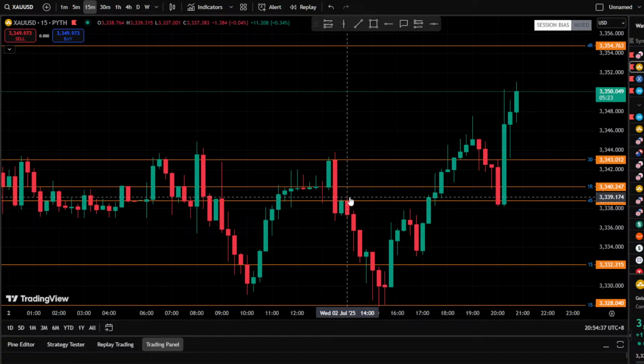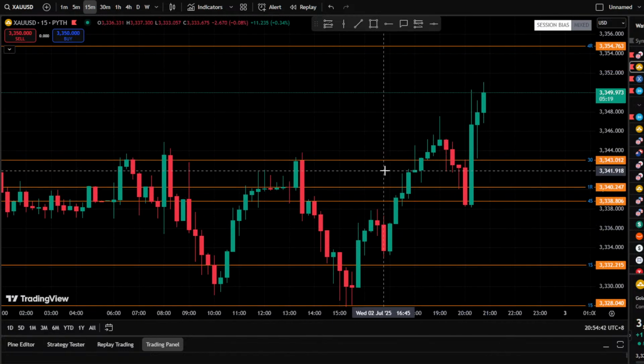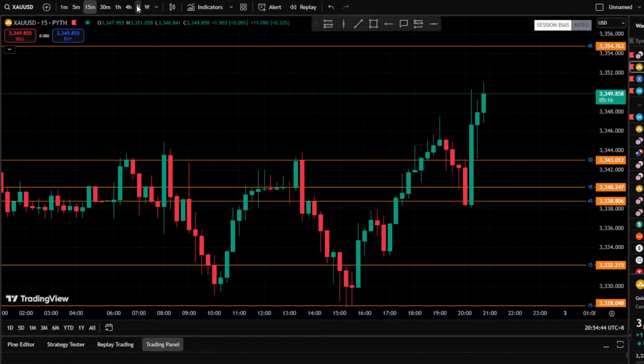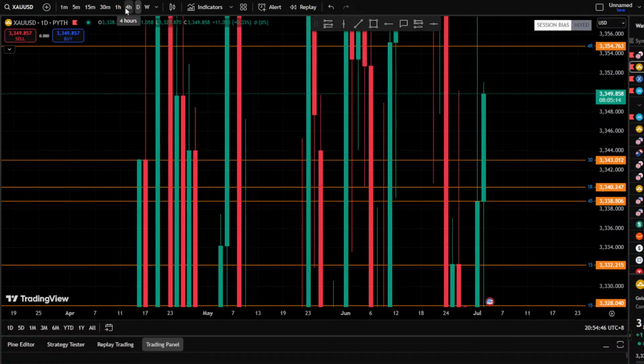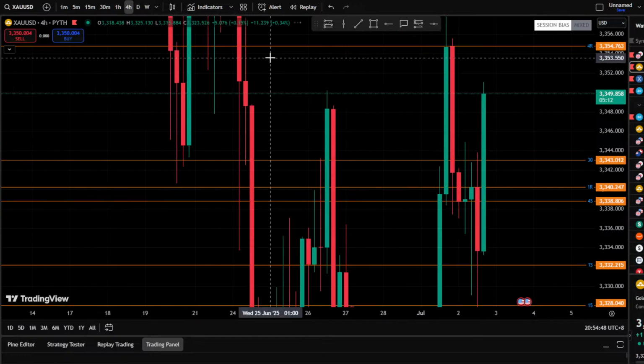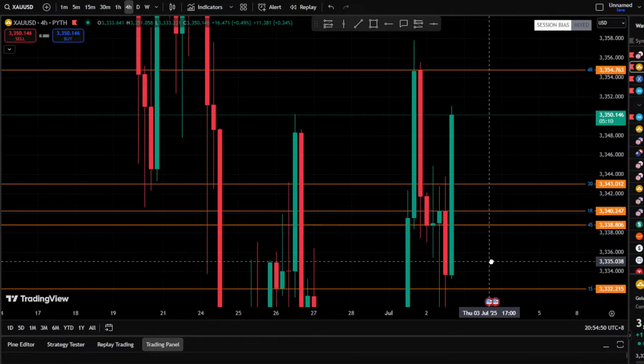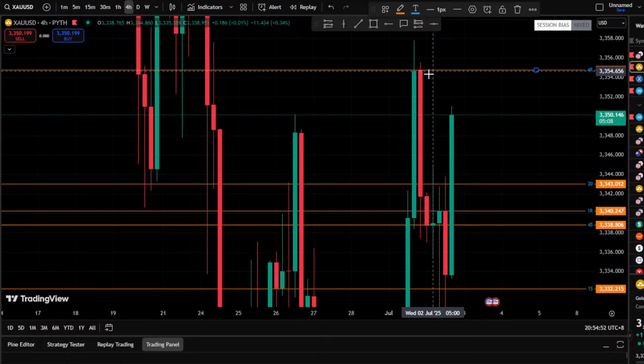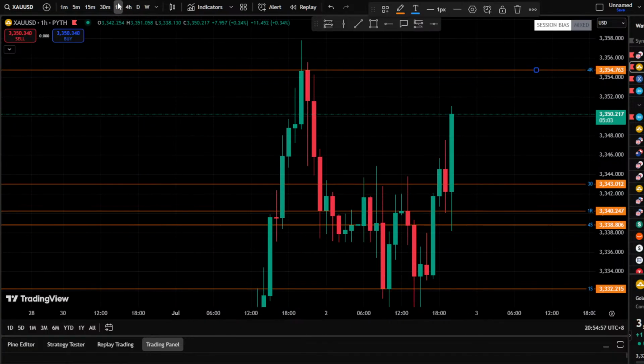Okay, we are at New York session, 2nd July, Wednesday. Looking at the chart, daily has flipped bullish. 4 hours previous, 4 hours still bearish. There's this 4 hours down here. 1 hour is.